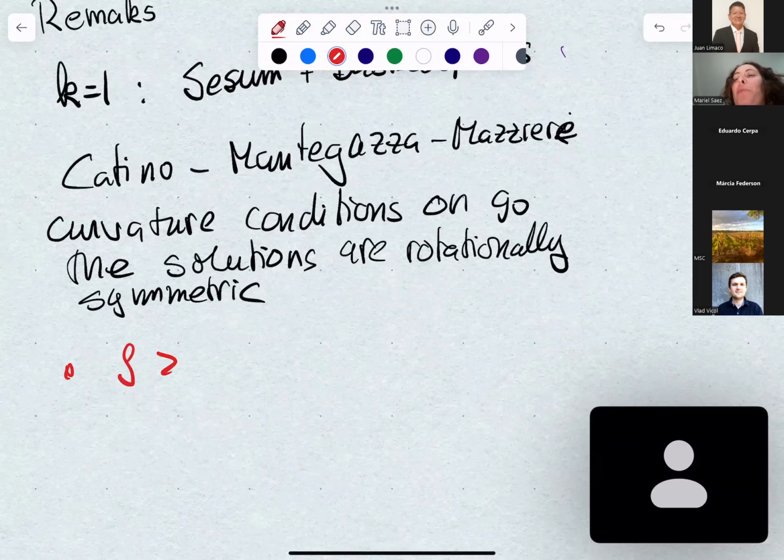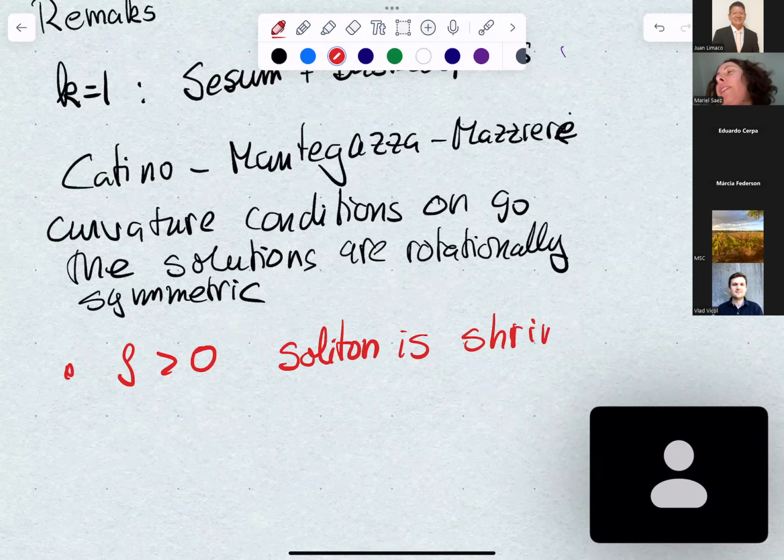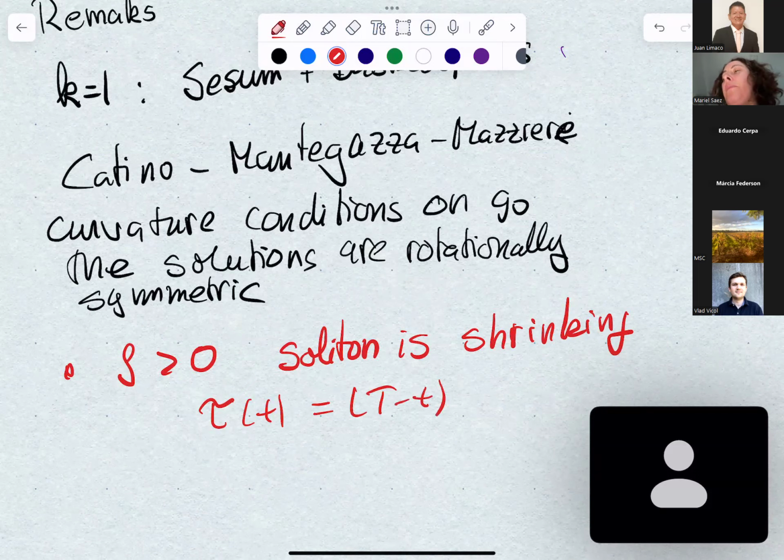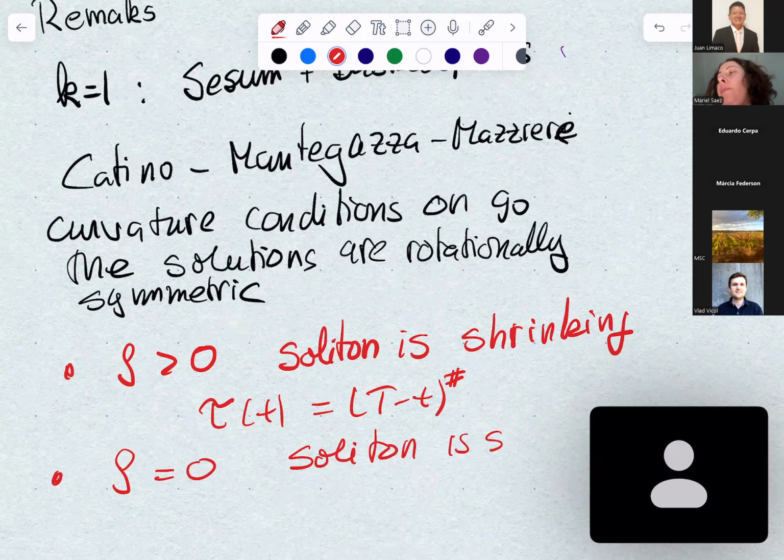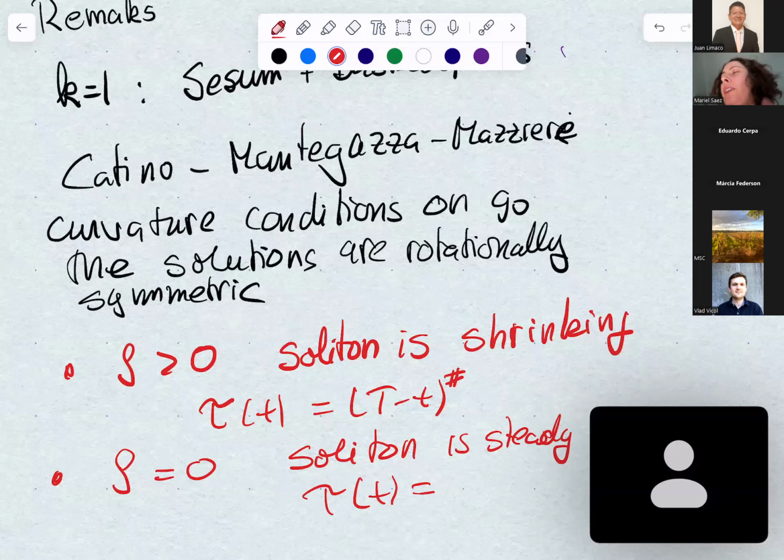For rho bigger than 0, we say the soliton is shrinking. Actually, you can say exactly what the shape of this tau is. So tau is going to be, in this case, something that looks like t minus t to some power, that I'm gonna be explicit about later. If rho is equal to 0, we say the soliton is steady. And actually that function tau looks like e to the minus some number times t.